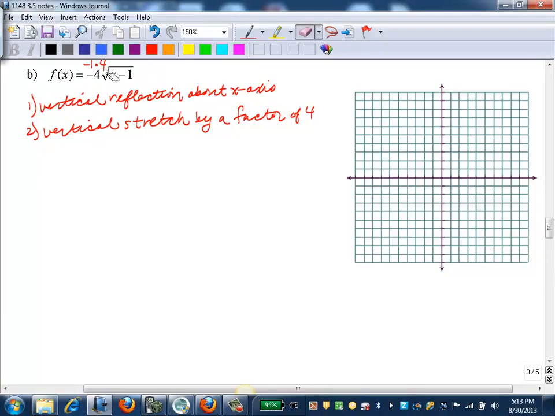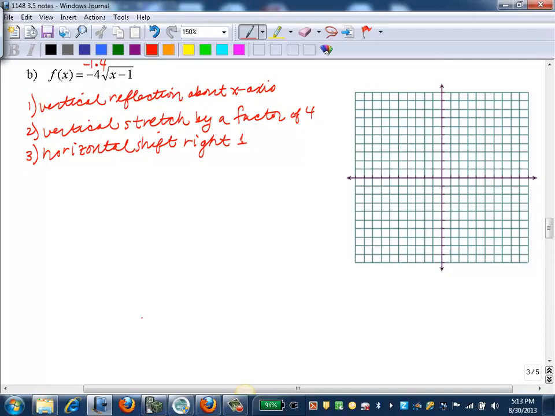Now inside the radical, inside the grouping symbol, we're subtracting 1. Remember, horizontal stuff tends to be backwards, so if we're subtracting 1, we're actually going to shift to the right 1 unit. So our third transformation is a horizontal shift right 1 unit. Okay, so there are our transformations.